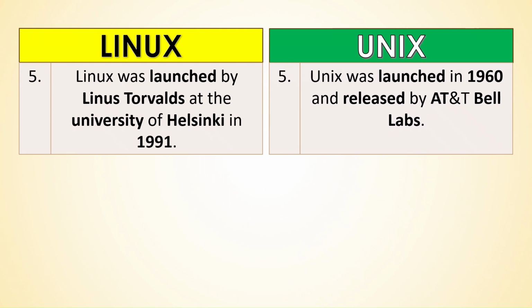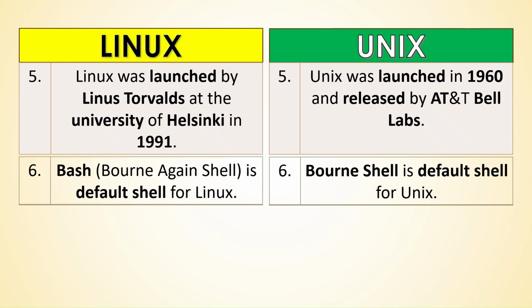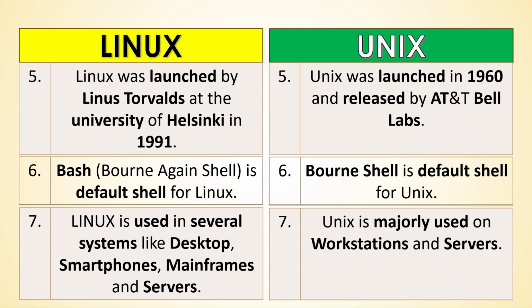Linux was launched by Linus Torvalds at the University of Helsinki in 1991. Unix was launched in 1960 and released by AT&T Bell Labs. Bash, Bourne Again Shell, is the default shell for Linux. Bourne Shell is the default shell for Unix. Linux is used in several systems like desktops, smartphones, mainframes, and servers. Unix is majorly used on workstations and servers.